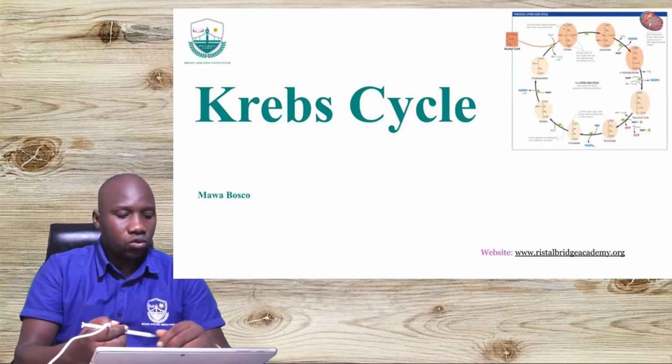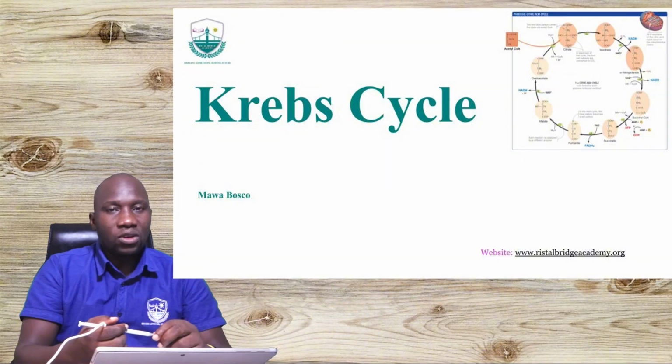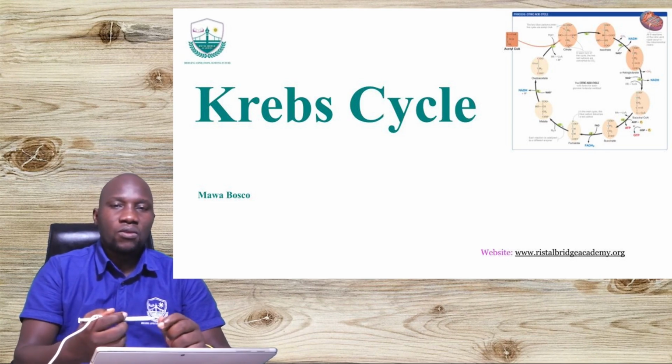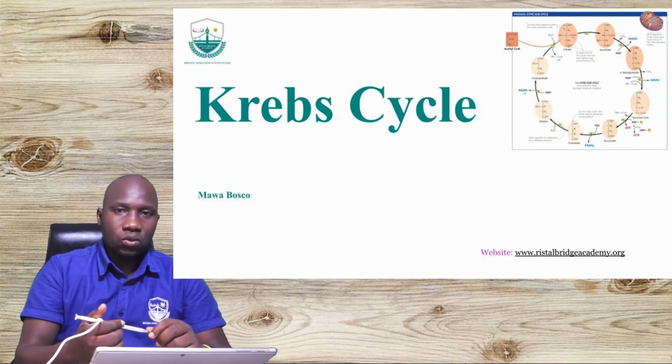So now we are moving to what we call the Krebs cycle, which happens to have several names. We can call it the citric acid cycle. We can call it the tricarboxylic cycle. We keep saying that it is a cycle because eventually you will come back to the point where the reaction started. So that is what we are going to look at.